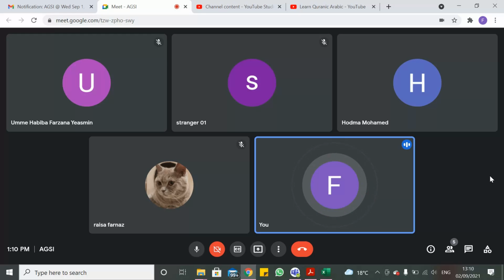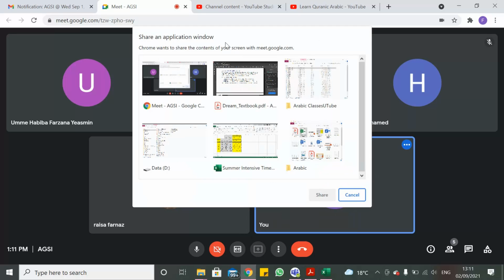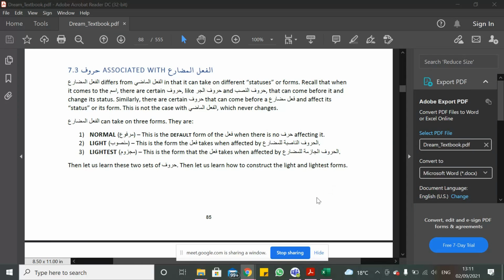Very good. So far we are good with identifying the fi'l mudari and finding the hidden pronoun in it. So now we will study the huruf that we studied yesterday, the huruf jazm and huruf nasibah, and we'll see how they affect the form of a fi'l mudari when they appear before it. So inshallah, let's see. Okay, I want Sister Habiba to read, please.